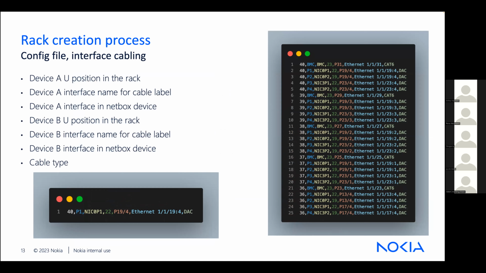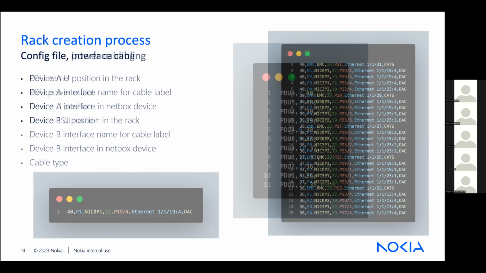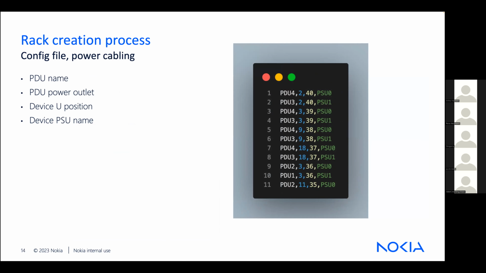So this is a CSV file, which basically each line represents one cable. So there's a definition of the U position of the device, then the interfaces, and the label that we want to add to the cable, and of course the cable type. And a similar CSV file for the power cables. So it defines the PDU, the power outlets, and the device position, and the PSU.